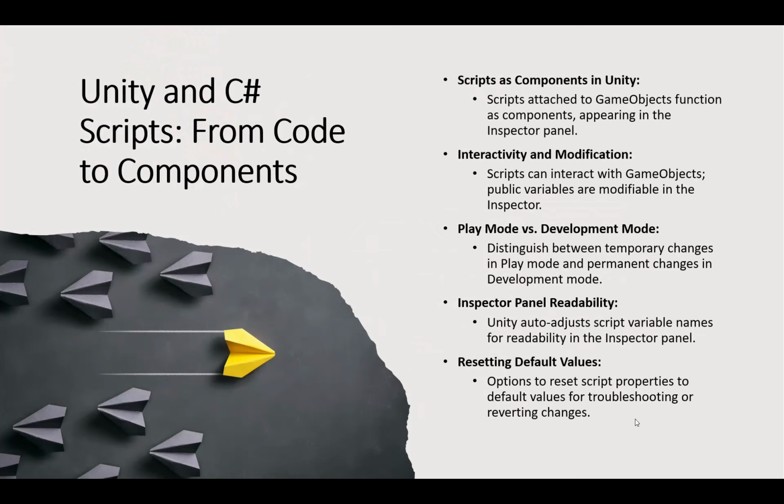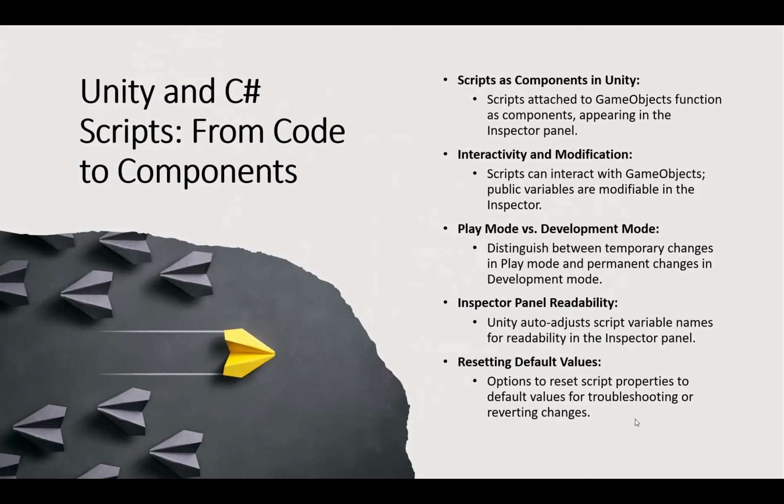The next topic is scripts as components in Unity. When you drag and drop a script onto a game object, like we did with the main camera, the script becomes a component of that object. You can see this in our inspector panel. The script, now a component, behaves just like any other component in Unity. It has its variables and methods that can be interacted with and modified. Unity automatically formats script names and variables for better readability.